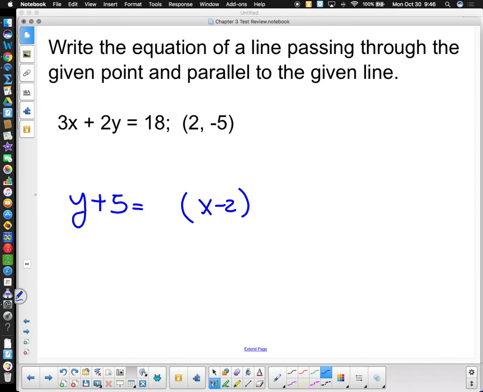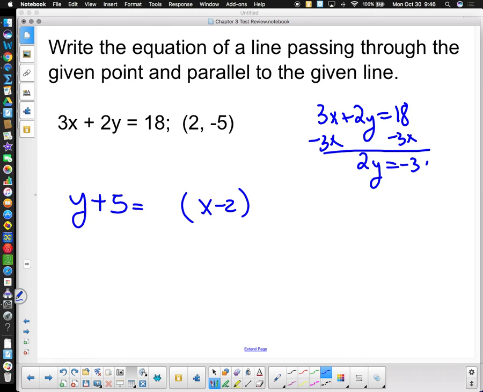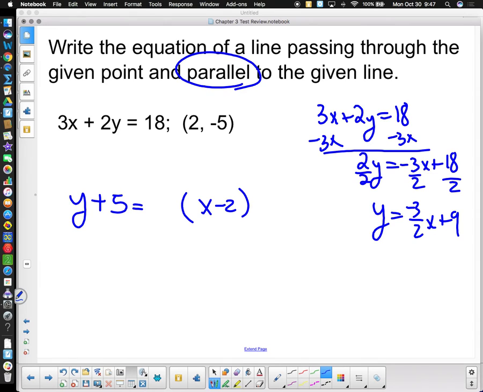So 3x plus 2y equals 18. So I got to subtract the 3x. I get 2y equals negative 3x plus 18. Divide by 2. y equals negative 3 halves x plus 9. So what's the slope that's going to go in there? I'm parallel, so negative 3 halves.